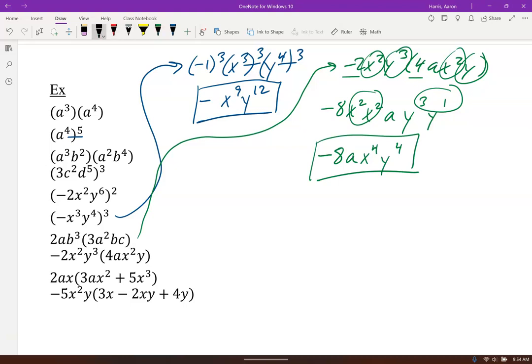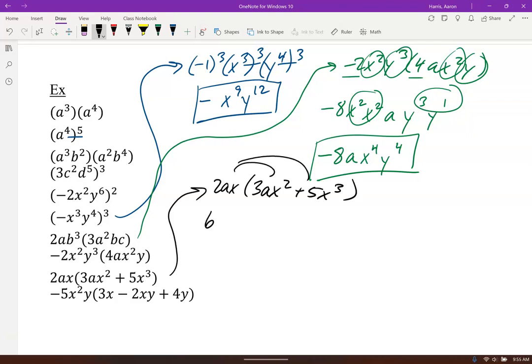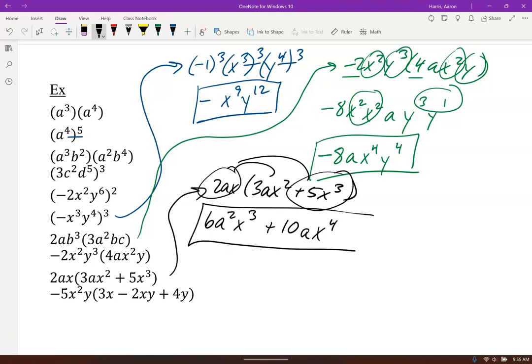This one here we're going to distribute. So I have 2ax times 3ax squared plus 5x cubed. So go ahead and distribute. 2 times 3 is 6. A times a squared. X times x squared. There's 3 x's. Now I'm going to go 2ax times 5x cubed. So 2 times 5, I got 10. X times x to the 3rd. There's 4 x's.